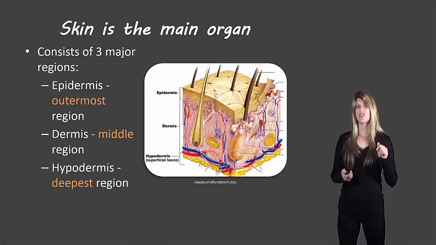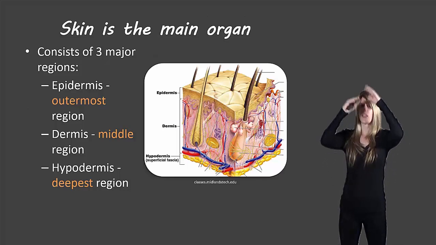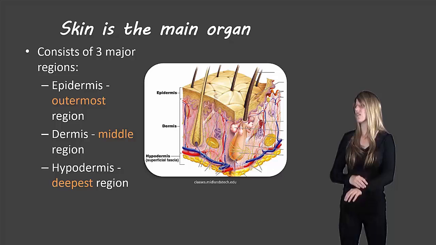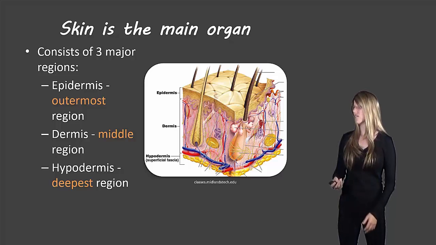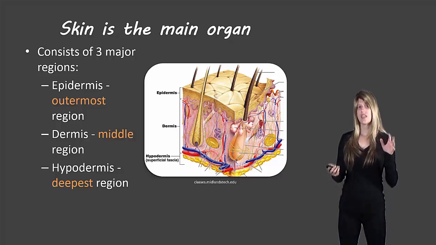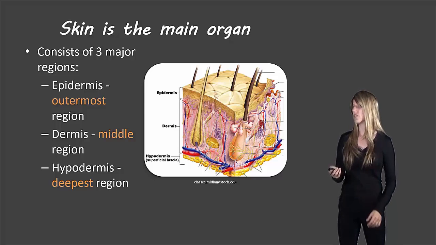So there are three major regions. The first one is the epidermis, which is the outermost layer, the top layer that we would actually see. The dermis is the middle layer, and then the hypodermis is the bottom layer, the deepest layer. Each of these has several layers within it, but we're just going to focus on these main regions.